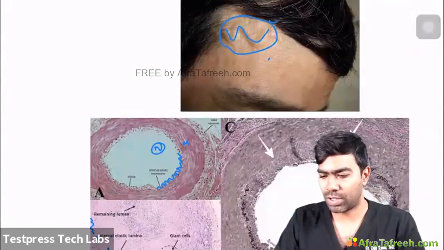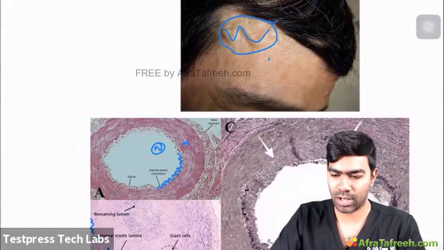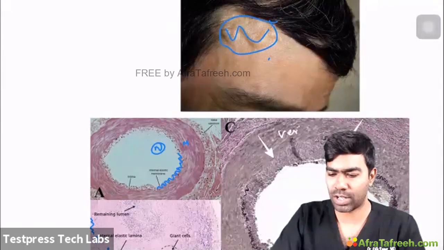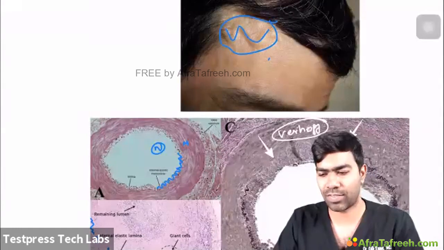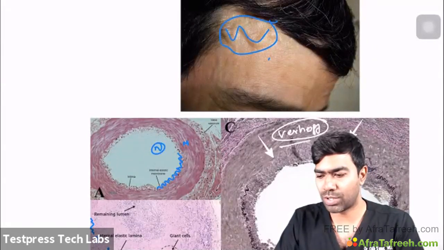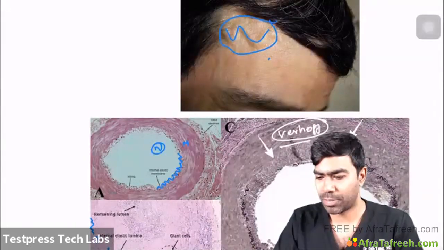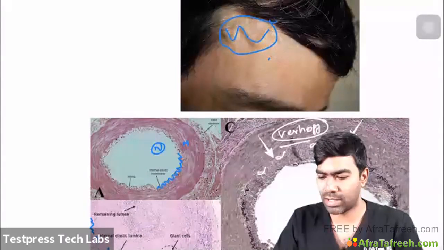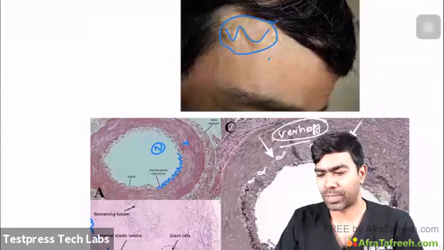And of course, if you really want to know, is there any disruption of the internal elastic lamina, you can use a stain called Verhoeff stain. Verhoeff stain is an elastin stain that stains the elastic fibers. So here the internal elastic lamina can be well stained by Verhoeff stain. If you use that, you can see internal elastic lamina very nicely here. But there are a lot of areas where internal elastic lamina is not visible and it is disrupted. So that's classical of giant cell arteritis.